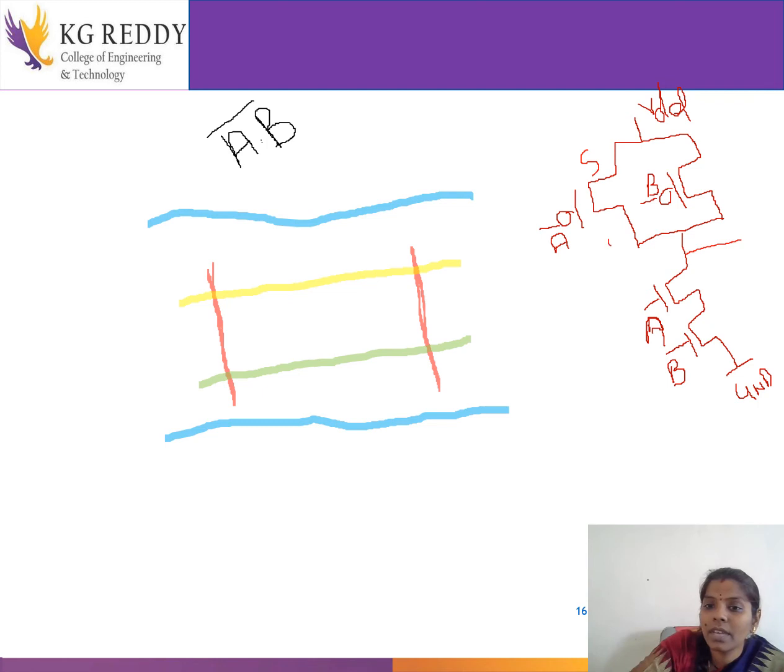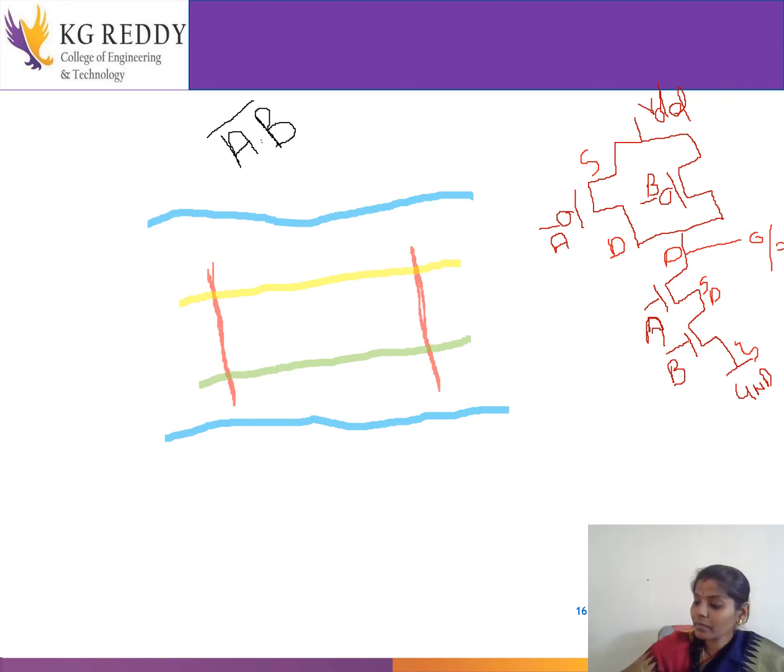This is source and this is drain, correct? The same way for the NMOS, this is source and this is drain. Again here you have a source and here a drain. That means both the drains are shorted and we take the output from here. This is how we define the source, gate and drain terminals.